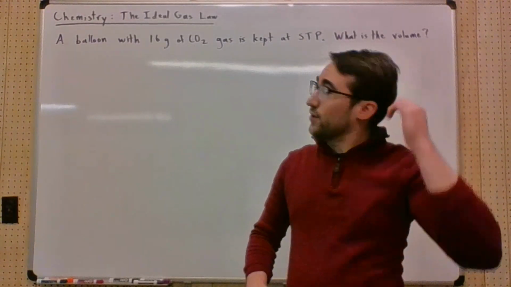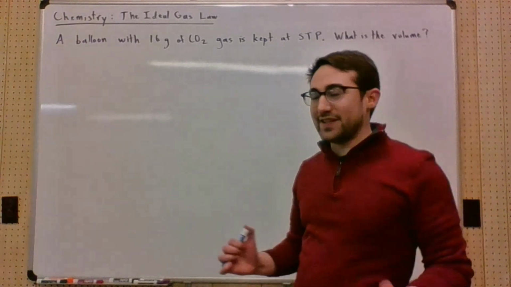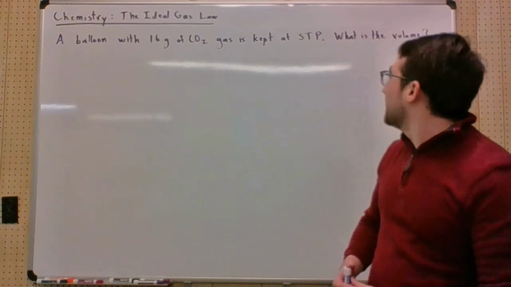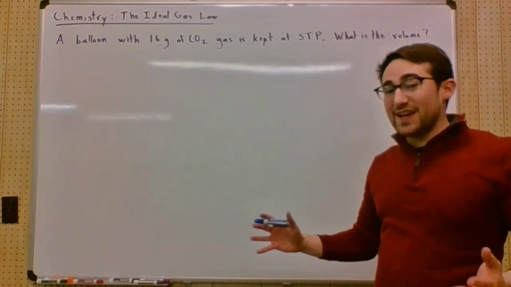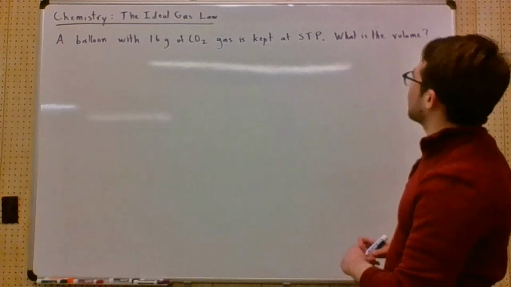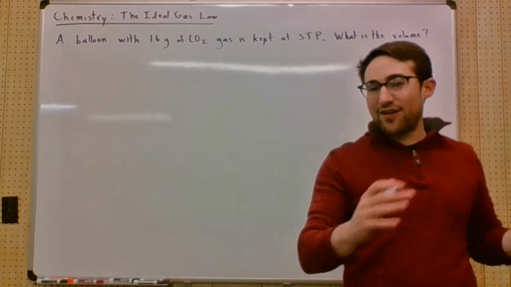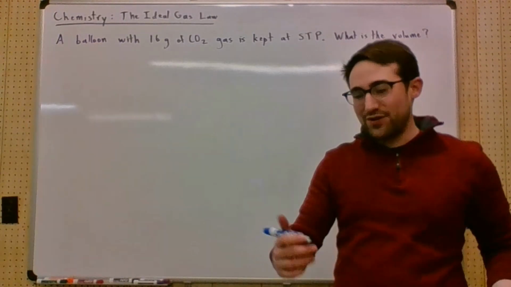Let's say we've got a balloon that is filled with 16 grams of carbon dioxide, CO2. We're keeping it at standard temperature and pressure. Right? We want to figure out what the volume of the balloon is while it's kept at STP. Okay, well, our gas law is PV equals nRT. So let's plug in what we have and see how we should shake out the math.